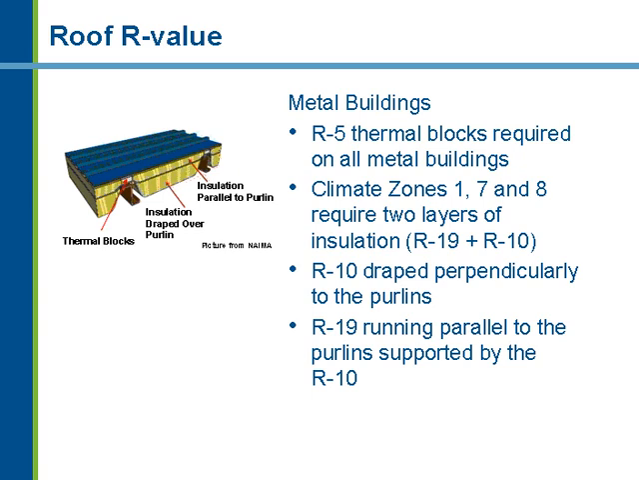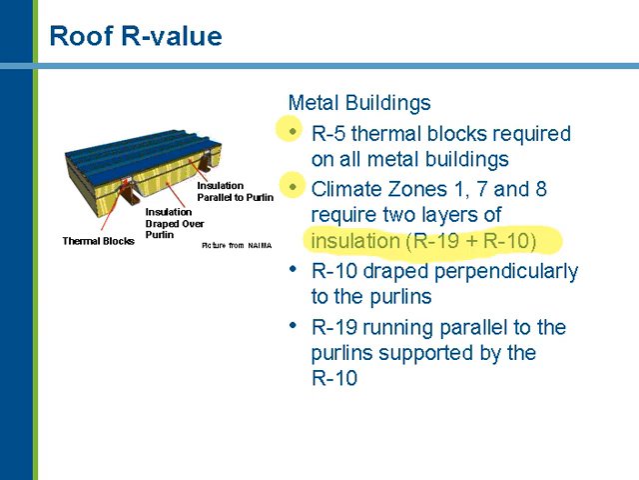From a metal building standpoint, this again was a major change, and it's actually a change for the good. The first change is that R5 thermal blocks are required on all metal buildings, regardless of the amount of glazing on the building and where it's located. In the 2003 IECC, this was typically an option in the prescriptive approach, but on the prescriptive approach for Chapter 5, it's something you have to do. It is always required, and then in climate zones 1, 7, and 8, it does require 2 layers of insulation, R19 plus the R10.